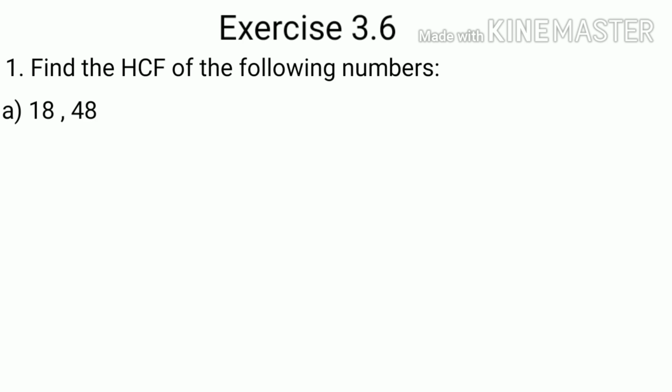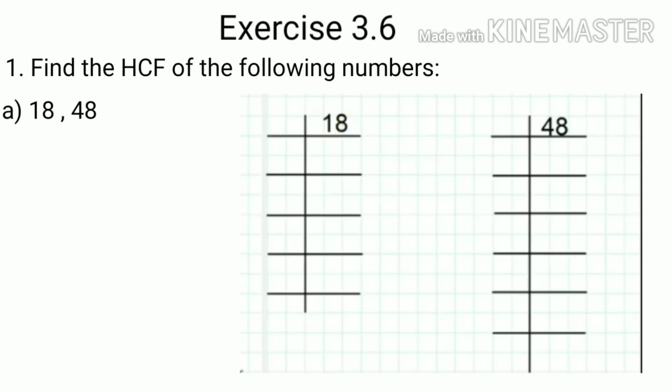Number A, 18 and 48. As we have discussed the steps to follow while finding HCF, first we will find the prime factors of 18 and 48 separately. And then we will represent 18 and 48 in terms of their prime factors. Then we will list the common prime factors. Now we will find the prime factors of 18 and 48 separately.